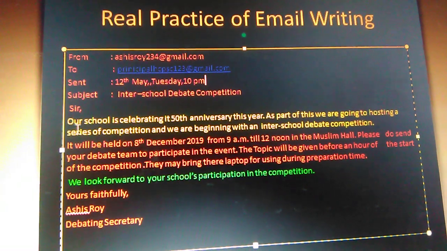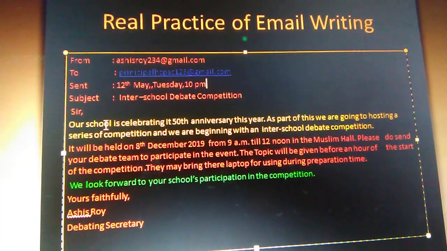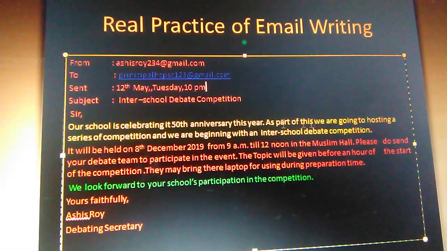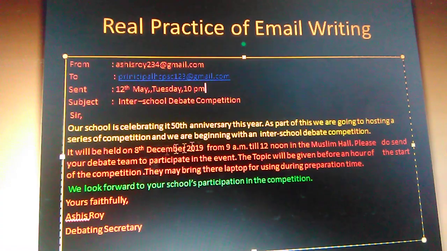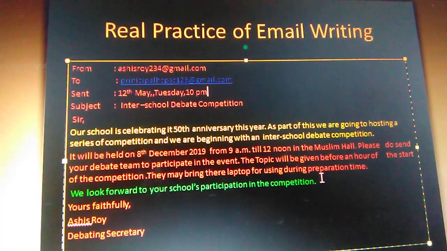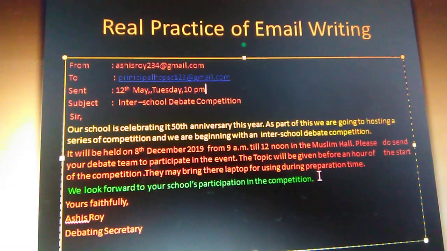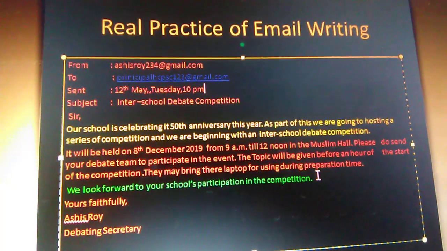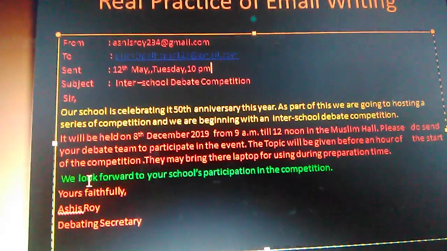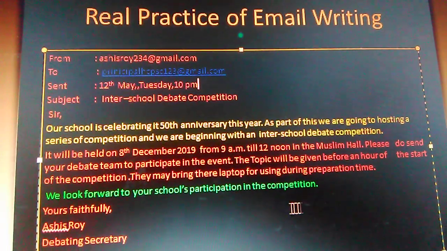We told the body includes three parts. The opening sentence: you have to introduce the topic for which you are going to write. Then you have to write the details about the topic. Then you have to write the closing sentence, expecting the reply from the receiver. So this is the three parts, and when we go to the mark distribution, I'll tell you why these are important.